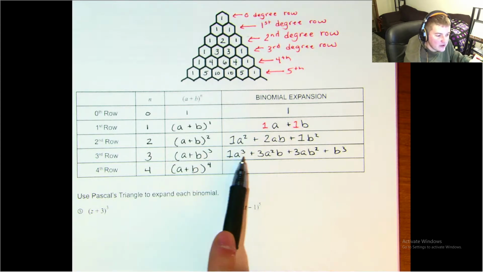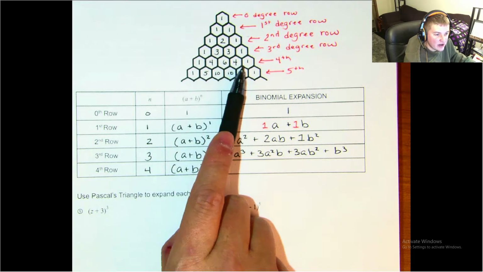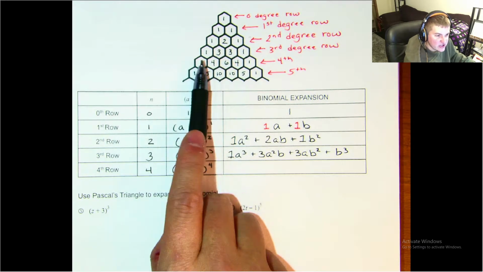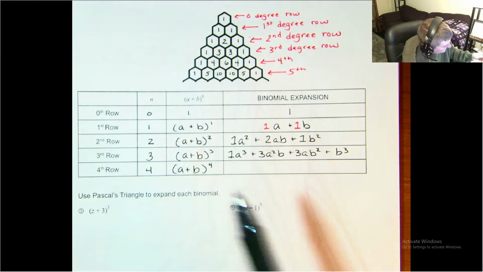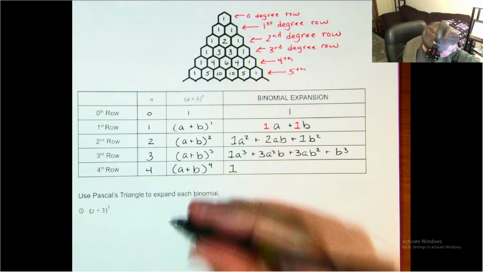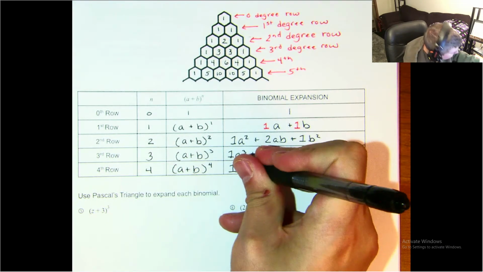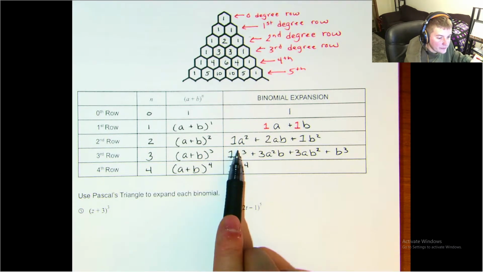Okay, where are these numbers coming from? Well, they're coming from the cells inside Pascal's triangle. So we can already go ahead and start this. My coefficient on the 4th degree row is going to be 1. So 1, and my degree is 4, so we're going to start with a to the 4th. And then there's no b here because the b starts at 0.